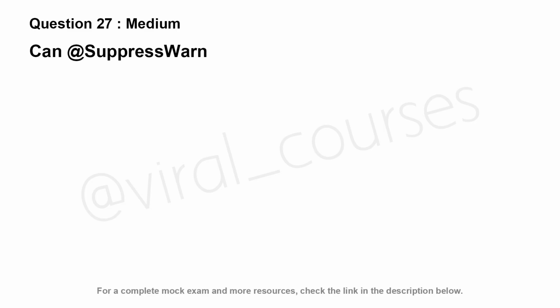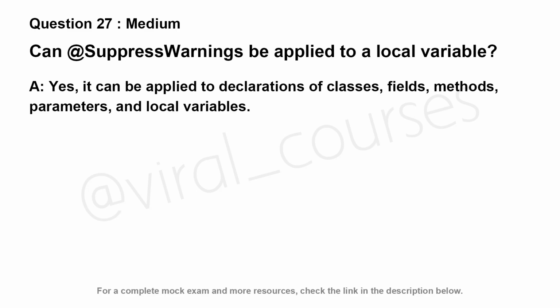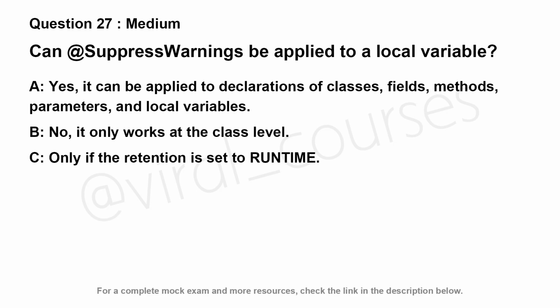Can @SuppressWarnings be applied to a local variable? Option A. Yes. It can be applied to declarations of classes, fields, methods, parameters, and local variables. Option B. No. It only works at the class level. Option C. Only if the retention is set to RUNTIME. Option D. Yes. But only in Java 17 and above.